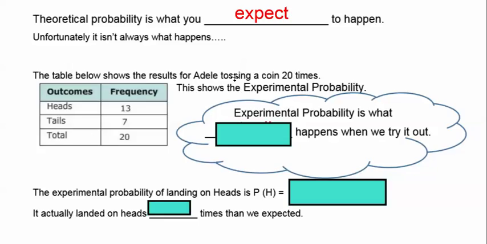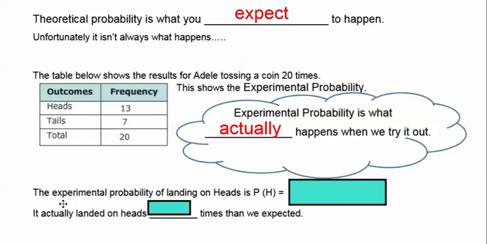It shows the results for Adele tossing the coin 20 times. So if you look, we know we're supposed to land on heads 10 times and tails 10 times. Both of them should be half. However, again, that's not what actually happens when we do an experiment. So experimental probability is what actually happens when you test it out yourself.